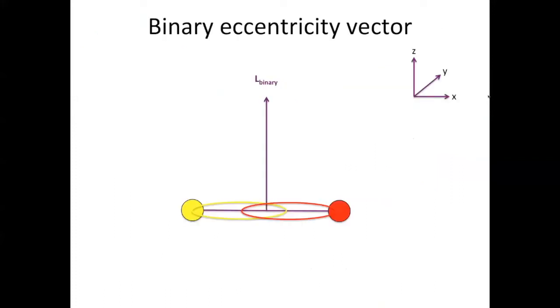I'd just like to briefly explain what the binary eccentricity vector is. In this sketch, the binary is orbiting in the xy plane, and so the angular momentum vector is in the z direction. The eccentricity vector points in a direction towards the periapsis. This means it lies at 90 degrees to the binary angular momentum vector and along the x-axis in this case.